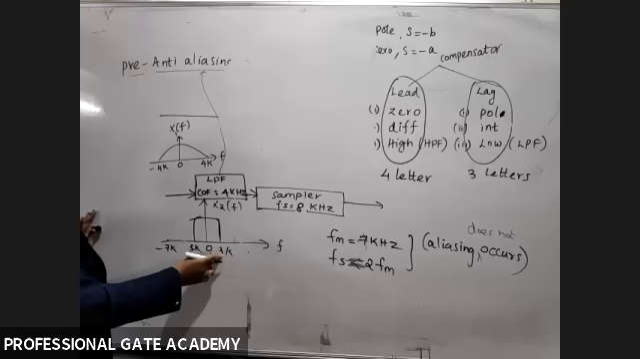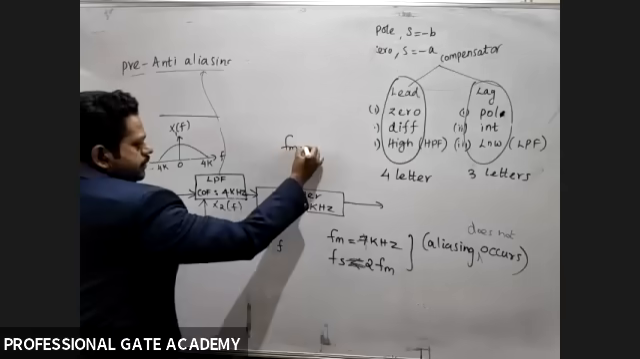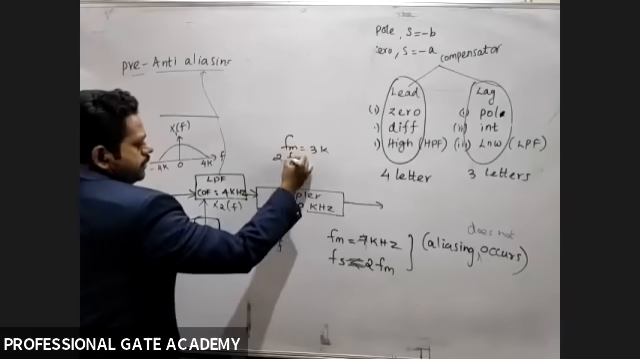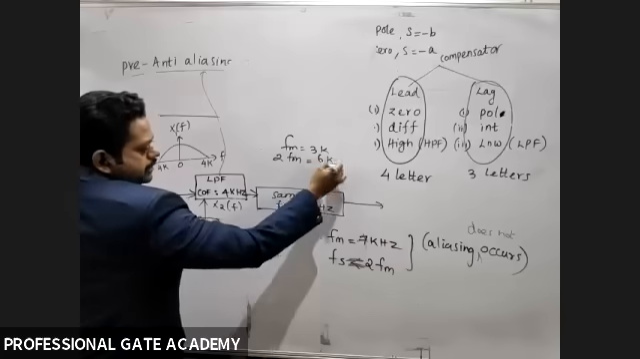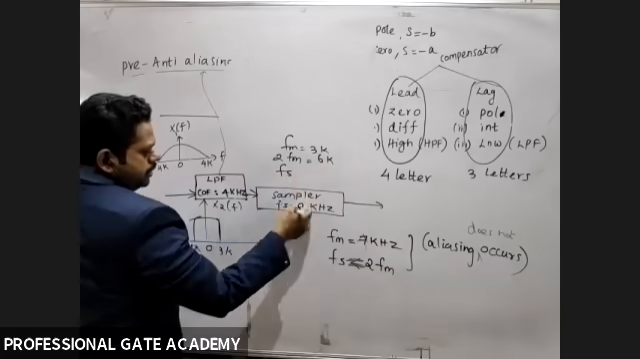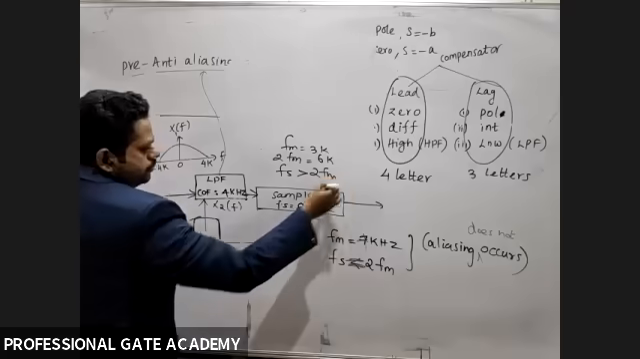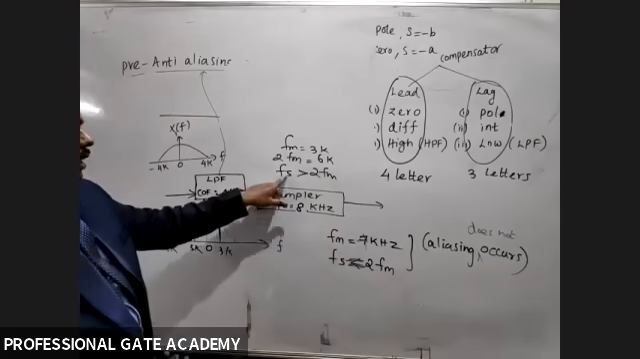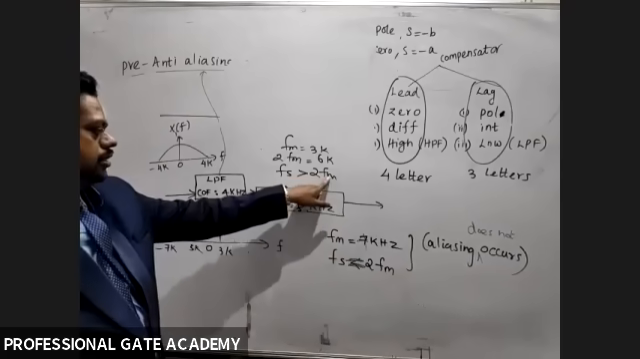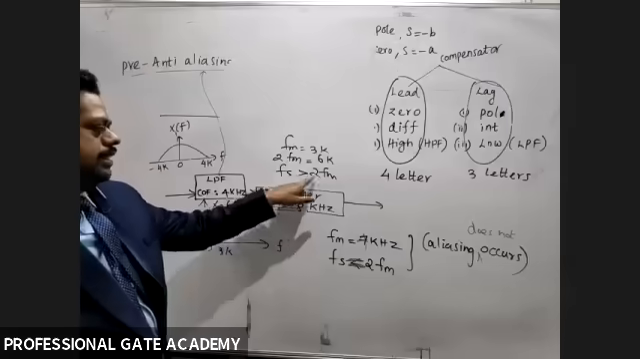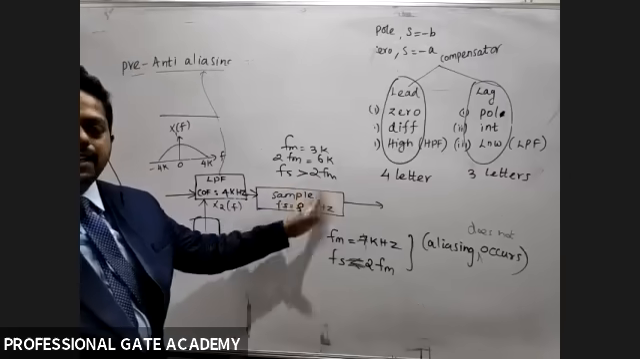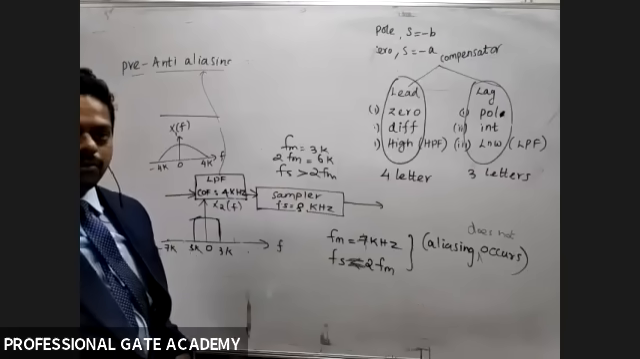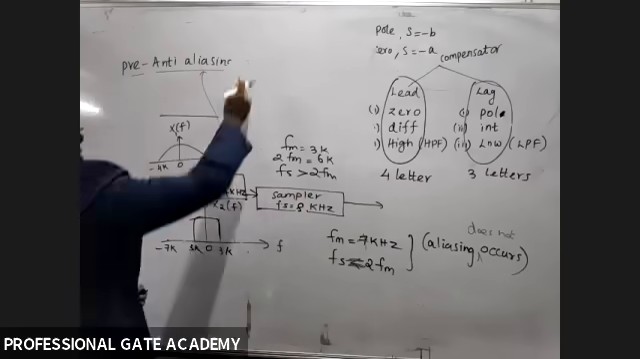So what is the value of FM? 3k. What is the value of 2FM? 6k. So fs is greater than 2FM. What is the fs value? 8k, which is greater than 2 times 3k, that is 6k. So 8k greater than 6k is oversampling, and aliasing will not occur.